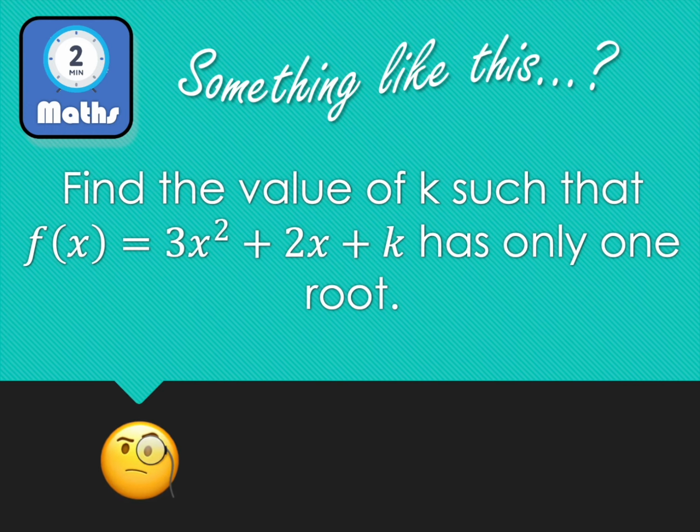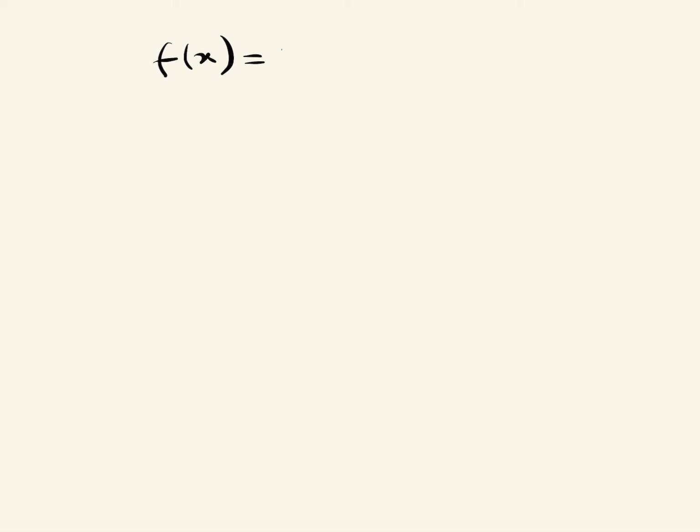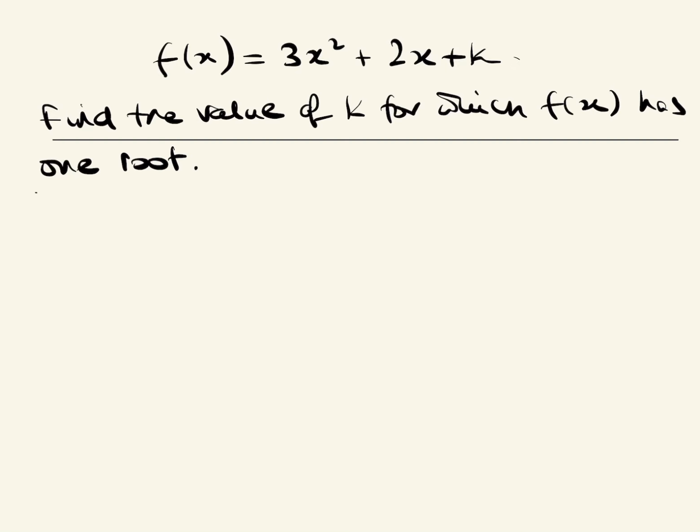So you've been given a quadratic function that looks something like this: 3x squared plus 2x plus k. And what we've got to do is this: find the value of k for which f of x has one root. So let's just do a little sketch.